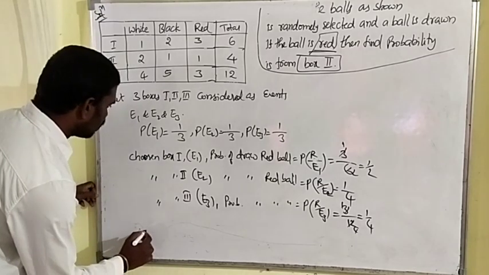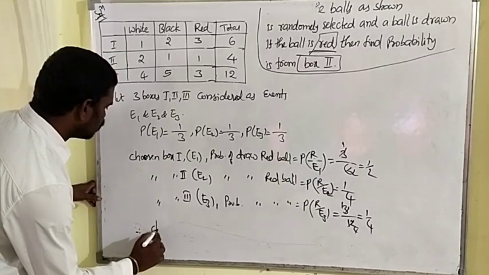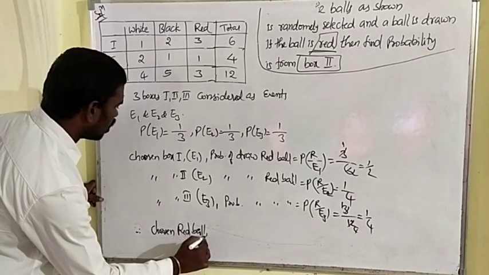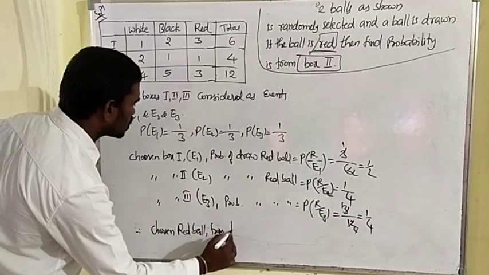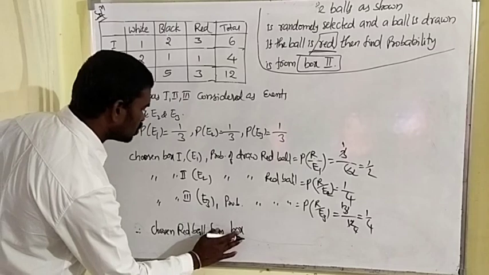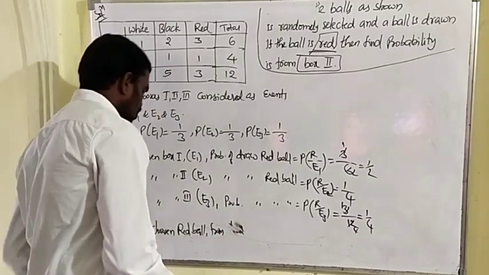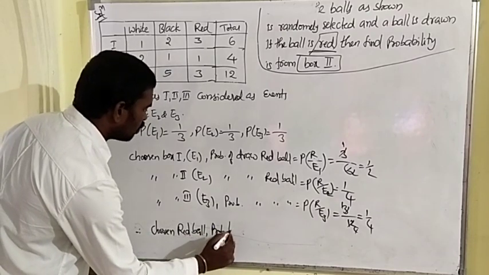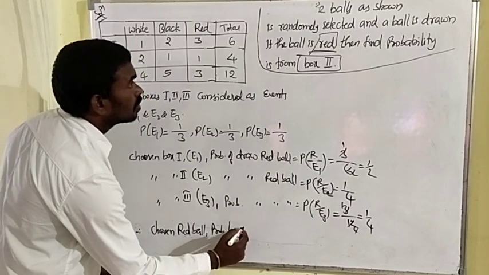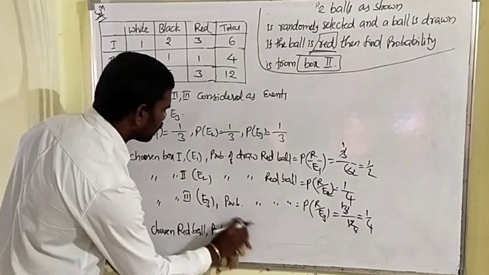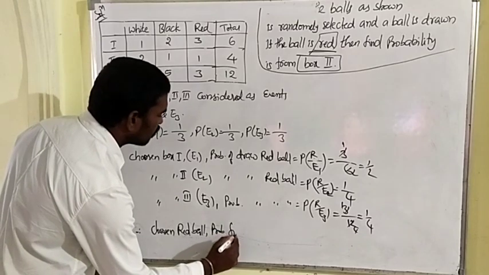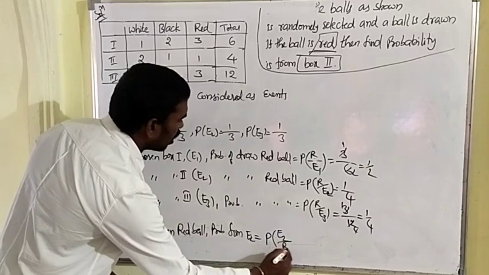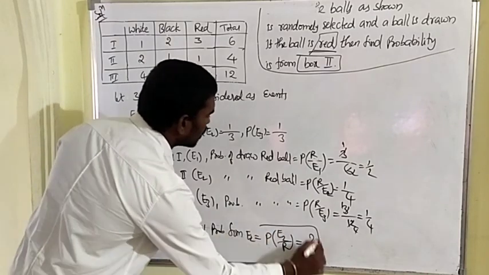So therefore, chosen red ball, probability from box 2. Probability from box 2, given the chosen red ball, means probability of E2 by R, we have to find. What is the probability of E2 by R?